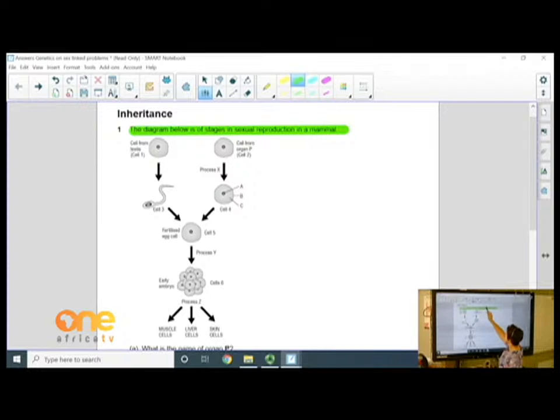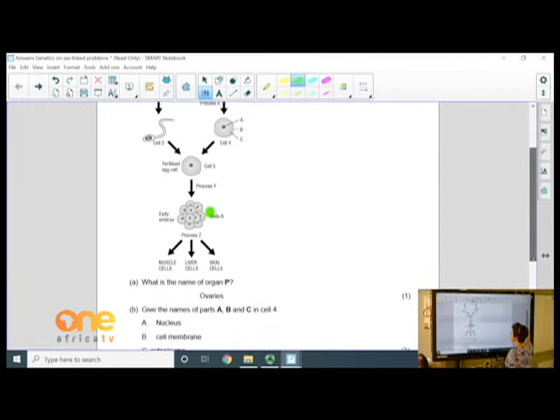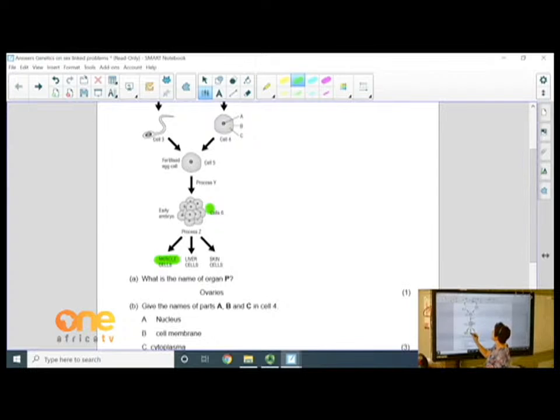The stages in sexual reproduction in a mammal. A cell from organ P and a cell from the testis will go through a process, and then together they form a fertilized egg. Through a process, there is now an embryo, and process Z will form lots of different types of cells. What is the name of organ P?